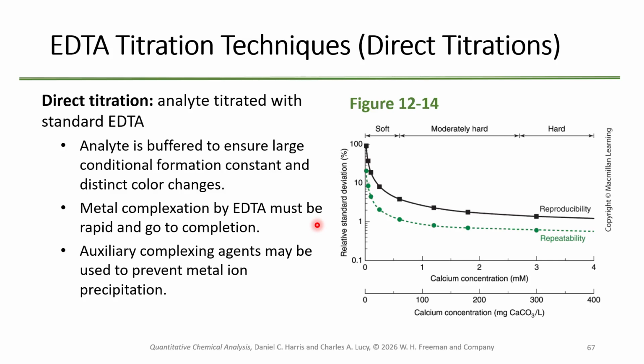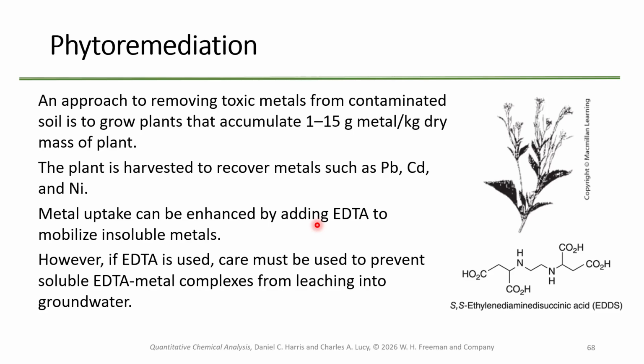Now, auxiliary complexing agents may be used to prevent metal ion precipitation. Keep in mind that if you have something that precipitates out in water because of the hydroxide, you can put something like ammonia in there, or ethylenediamine, things like those, to complex it instead. And that will keep it complexed until the EDTA takes it away.